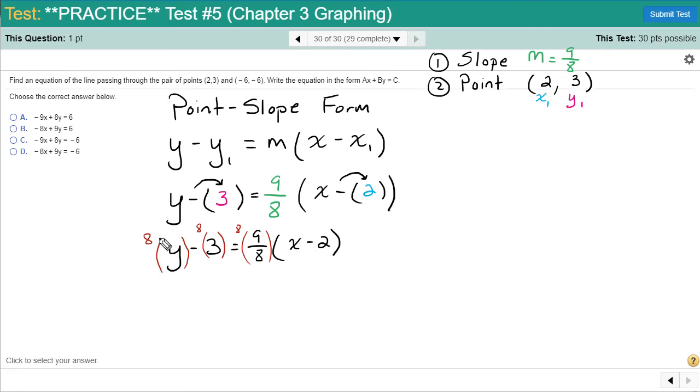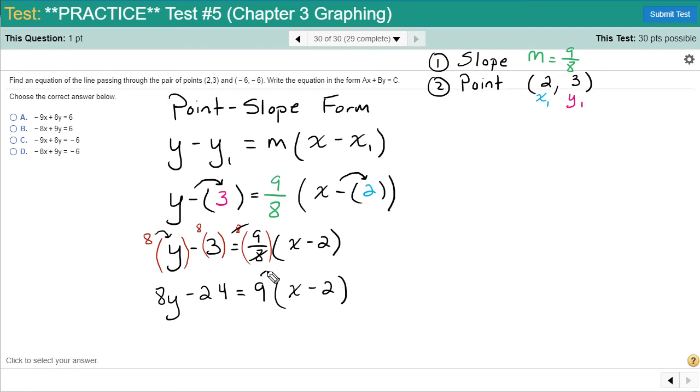So let's go ahead and see what happens here. Well, 8 times y gives us 8y. We have our minus sign, so minus, and of course 8 times 3 gives us 24 is equal to, and the whole reason that we are multiplying by 8 is so that we can say the 8 and 8 cancel, and the only thing we have left is the numerator. So in this case, just 9 times the quantity x minus 2. And now you can see that we've got ourselves an equation where there are no fractions, and that tends to put us at ease, right? If we don't see fractions, we can handle the equation.